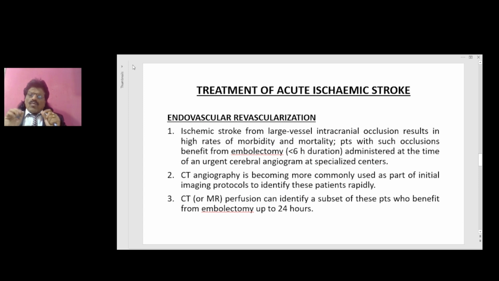Now let's talk about endovascular revascularization. Ischemic stroke from large vessel intracranial occlusion results in high rates of morbidity and mortality. Patients with such occlusions benefit from embolectomy, less than 6 hours duration, administered at the time of an urgent cerebral angiogram at specialized centers. CT angiography is becoming more commonly used as part of initial imaging protocols to identify these patients rapidly. CT or MR perfusion can identify a subset of these patients who benefit from embolectomy even up to 24 hours.